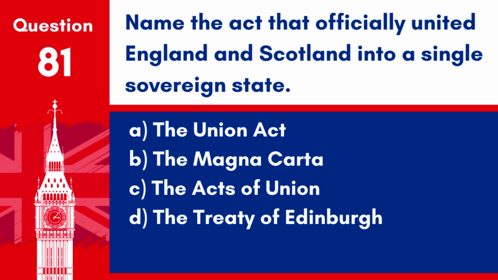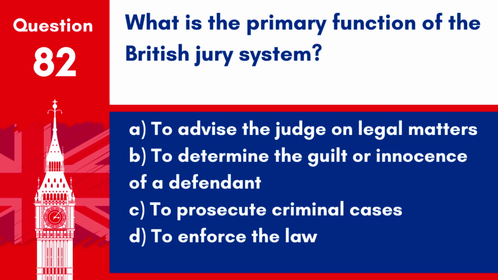Question 81. Name the act that officially united England and Scotland into a single sovereign state. A. The Union Act. B. The Magna Carta. C. The Acts of Union. D. The Treaty of Edinburgh. Answer C. The Acts of Union. The Acts of Union in 1707 officially united England and Scotland into a single sovereign state known as the Kingdom of Great Britain.